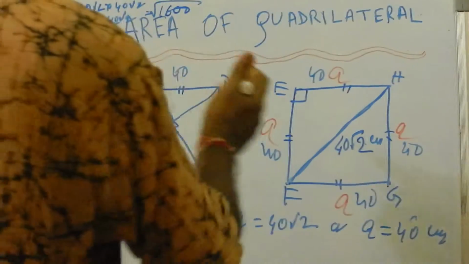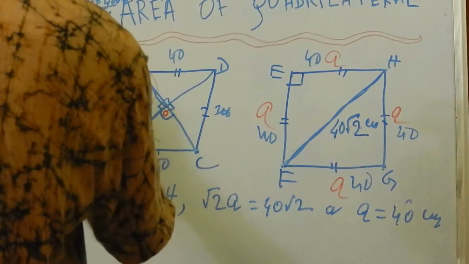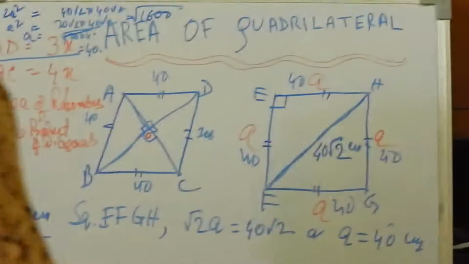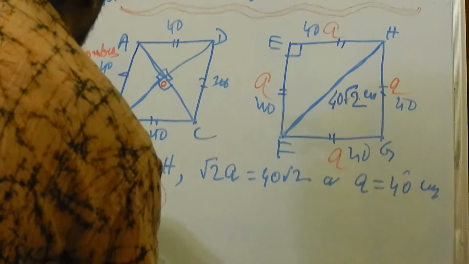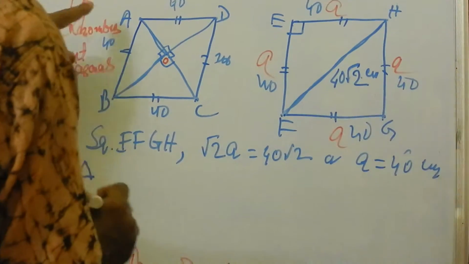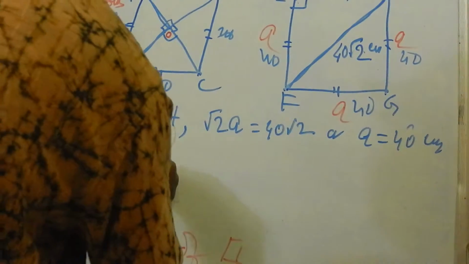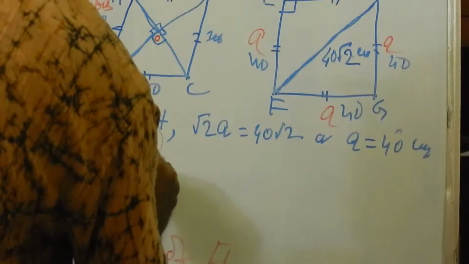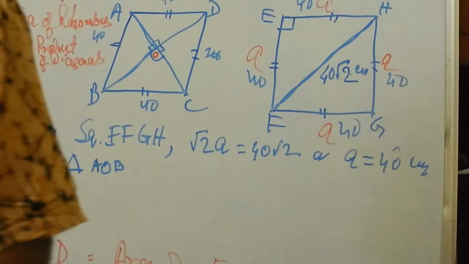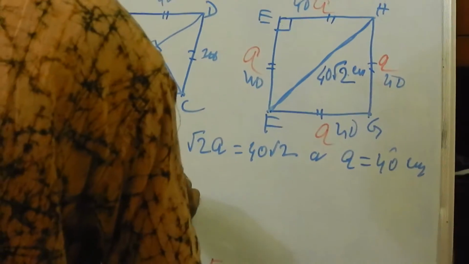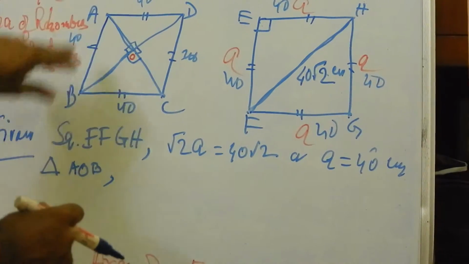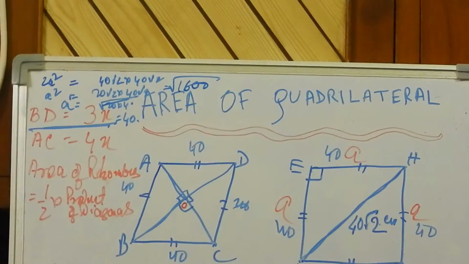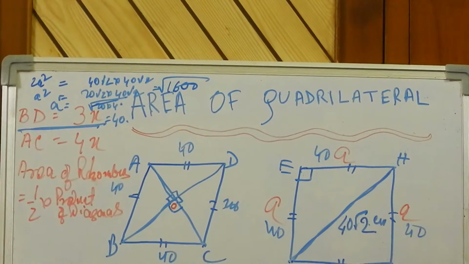So if BD equal to 3x, and if we concentrate on the little triangle AOB, what do we get? The three sides are BO, AO, AB. BO is 3x by 2.